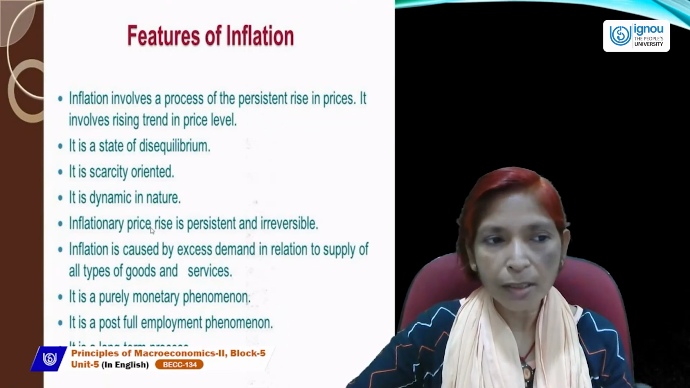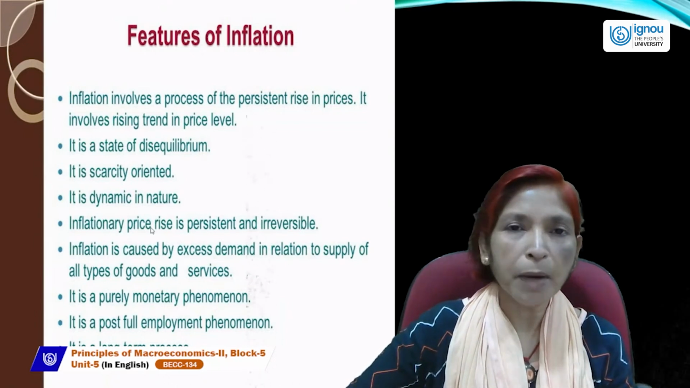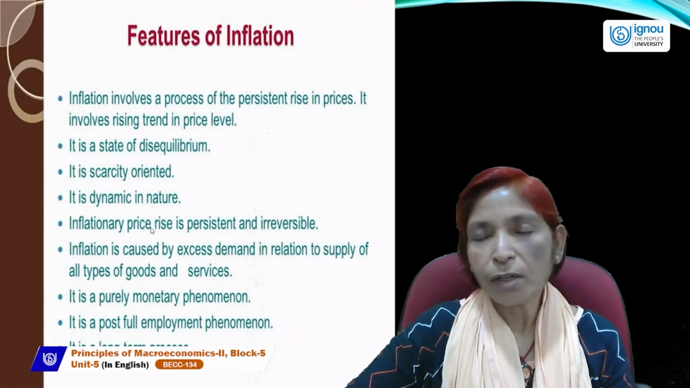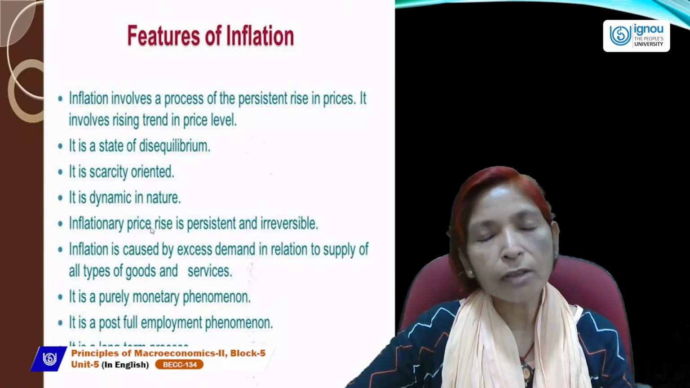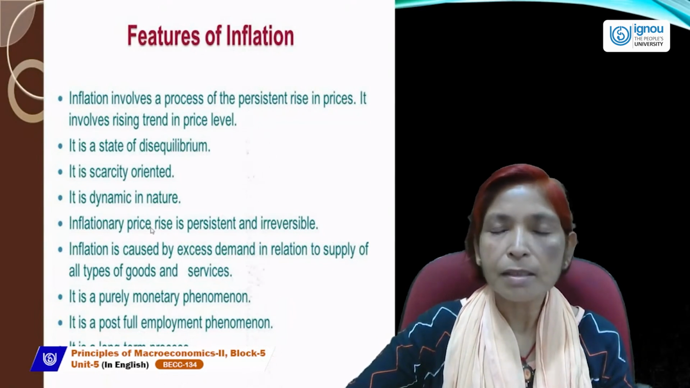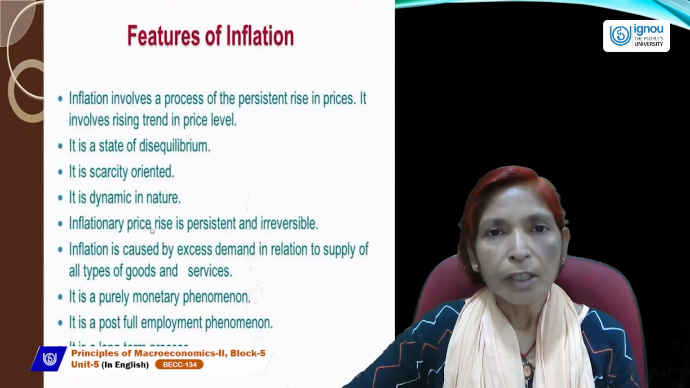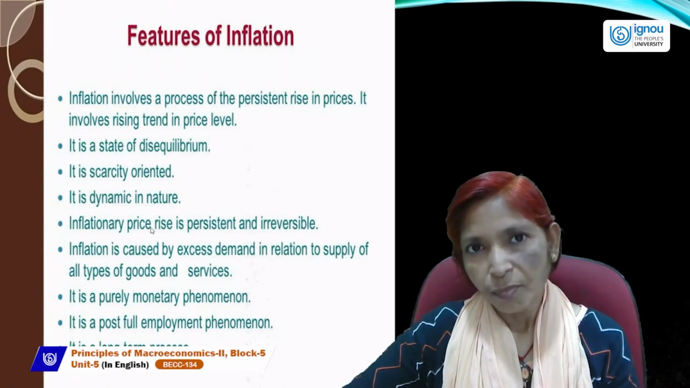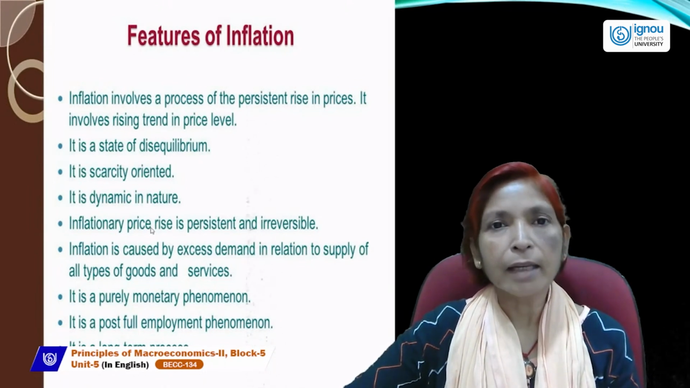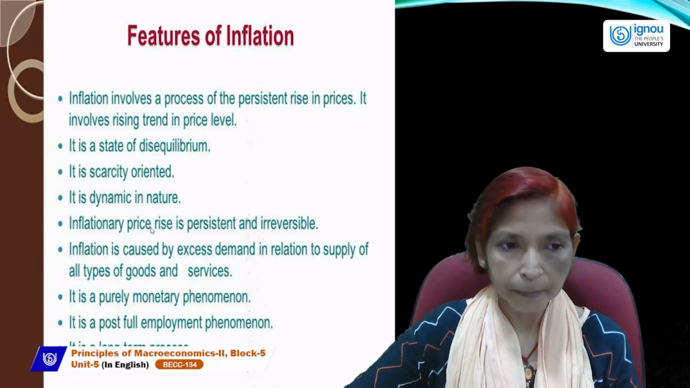Next, an inflation feature is that it is a state of disequilibrium. Because if aggregate demand and aggregate supply are both equal, then inflation will not occur. Inflation only occurs in that situation when demand is more than supply. So if there is a disequilibrium, then inflation occurs. On the other hand, if aggregate demand is less than aggregate supply, then a deflation situation will occur in the economy.